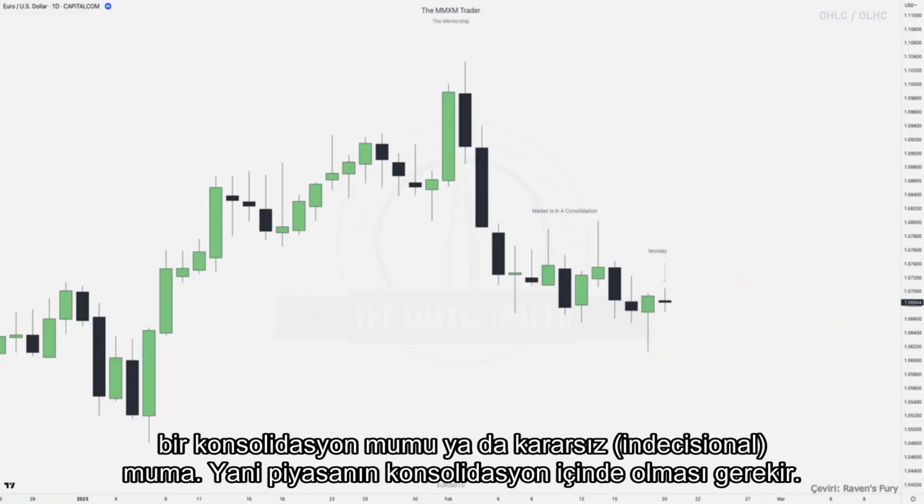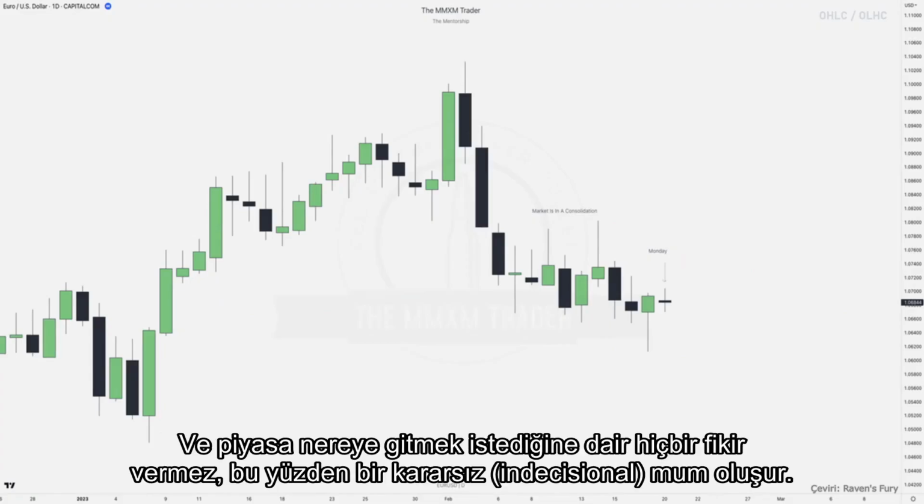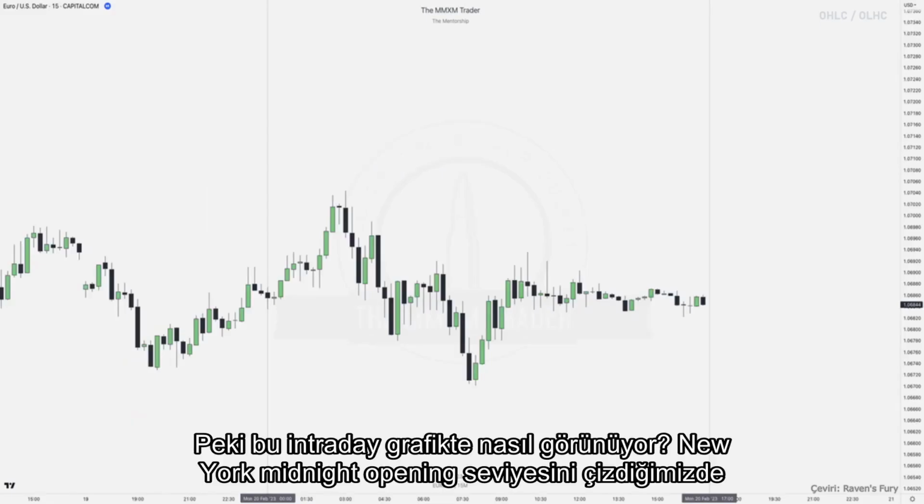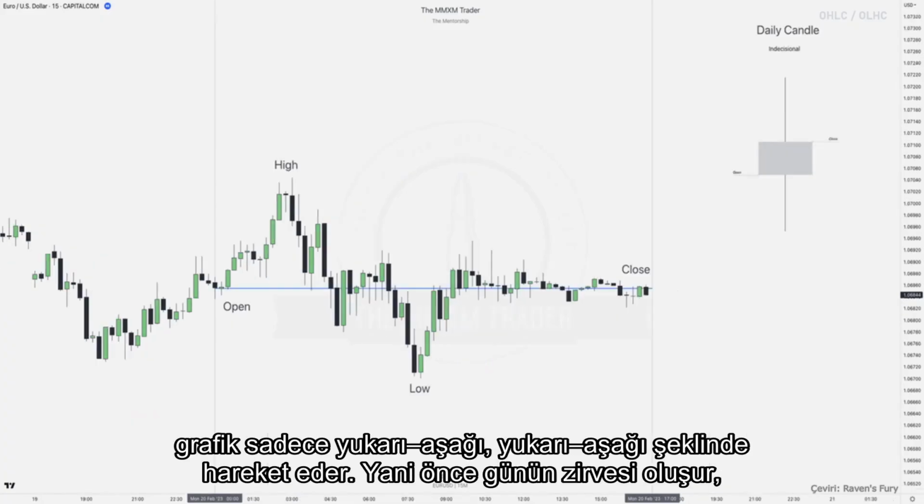Now let's talk about a consolidation candle or an indecisional candle, right? So the market obviously has to be in a consolidation and the market has no clue where it wants to go next, thus creating an indecisional candle. So how does that look like on an intraday chart? You can already see it when we draw out that New York midnight opening price.